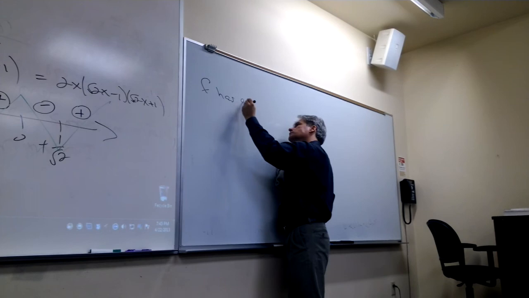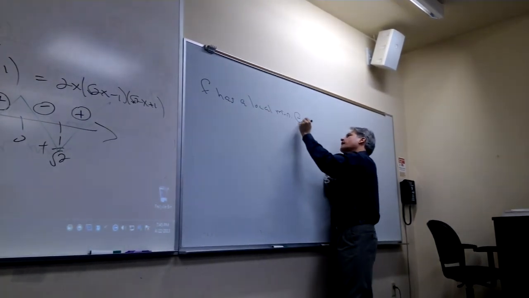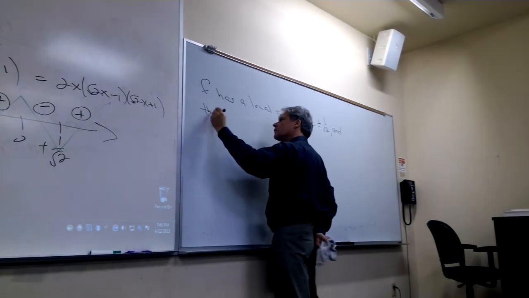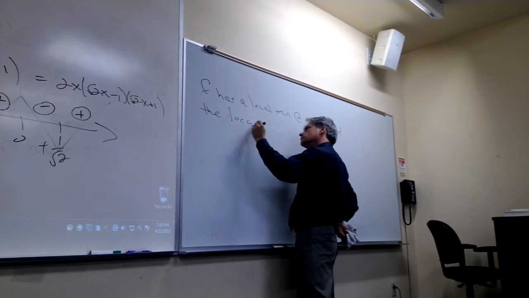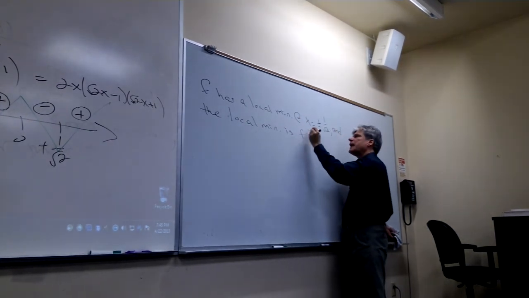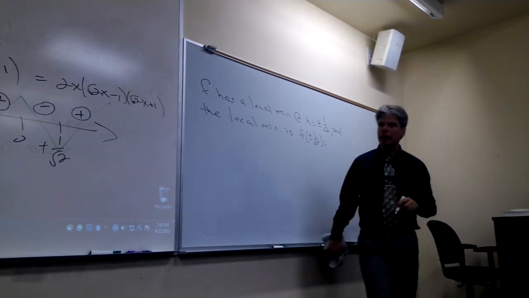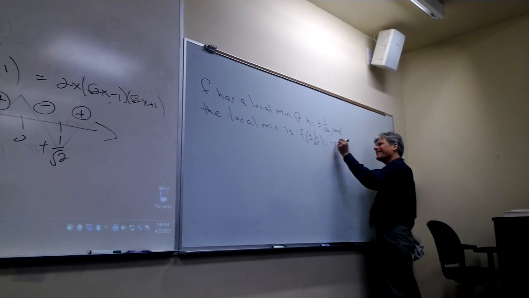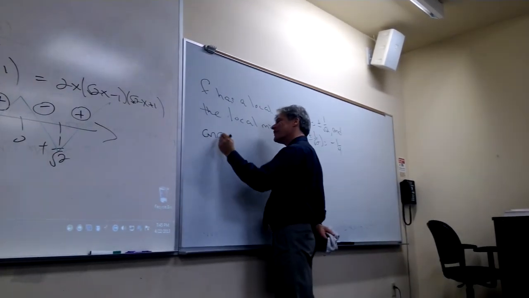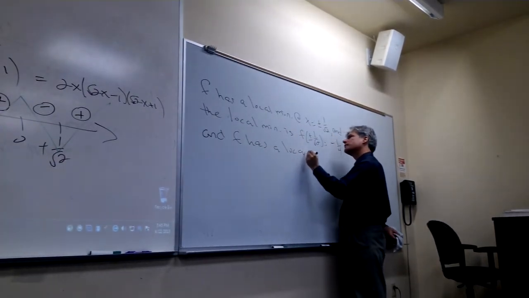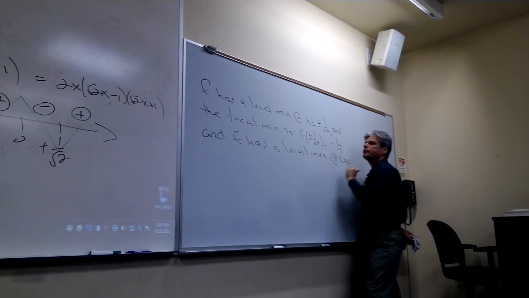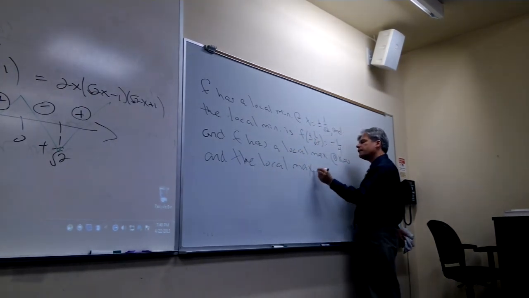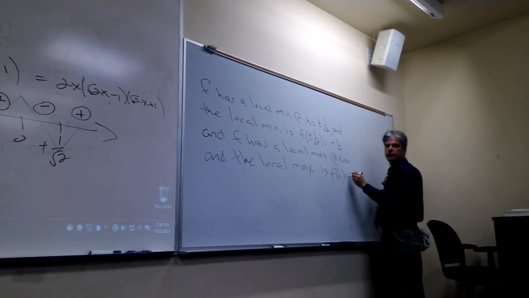F has a local min at x equals plus or minus 1 over root 2. And to answer my question directly, the relative, or local, excuse me, min is specifically f evaluated at plus or minus 1 over root 2. With this particular example, I have no idea. Is it negative 1/4? That was so appropriate. And f has a local max at x equals 0, and the local max specifically is f evaluated at 0, which is 0 itself.